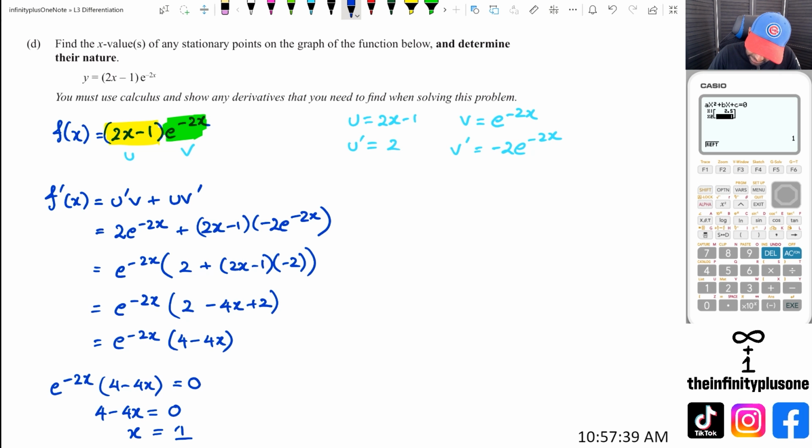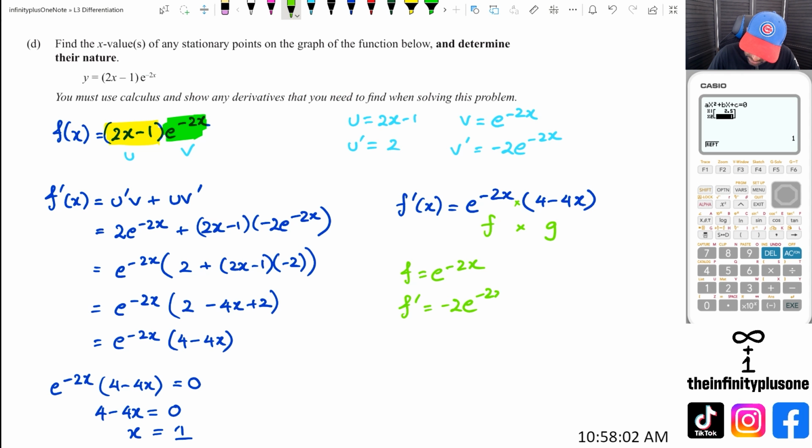So for f double dash of x, I've got f dash of x is equal to e to the power of negative 2x multiplied by 4 minus 4x. Now, I've got to use the product rule again because I've got f and g. So if f is equal to e to the power of negative 2x, f dash is negative 2 e to the power of negative 2x, and if g is equal to 4 minus 4x, g dash is equal to negative 4.